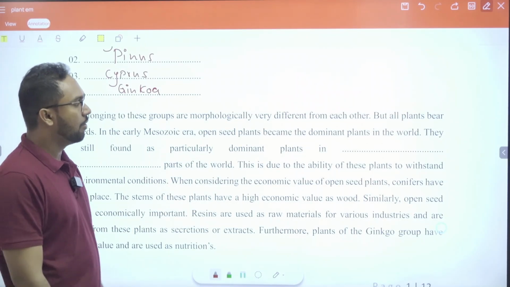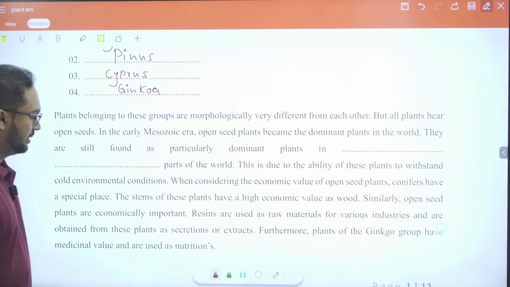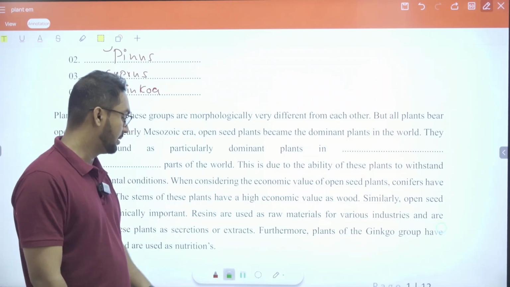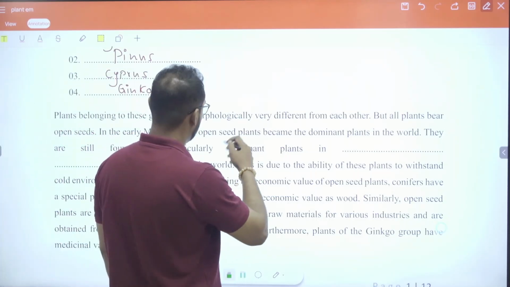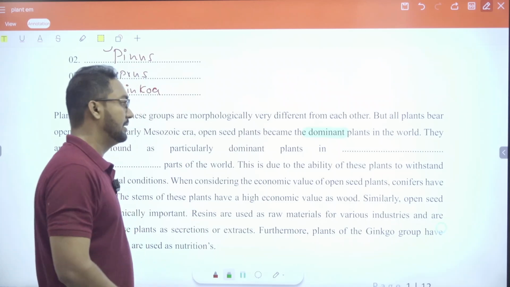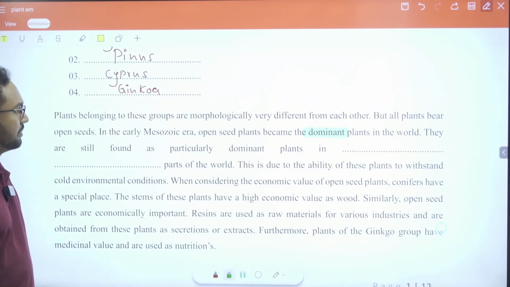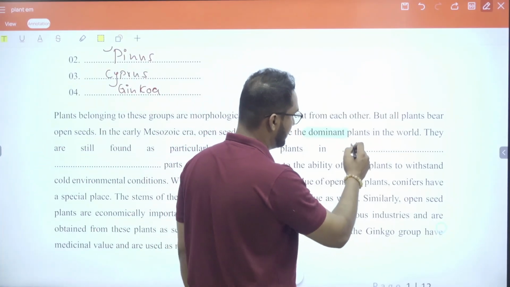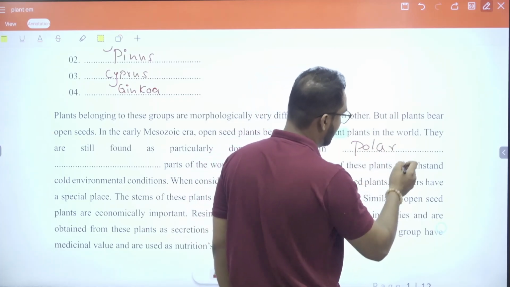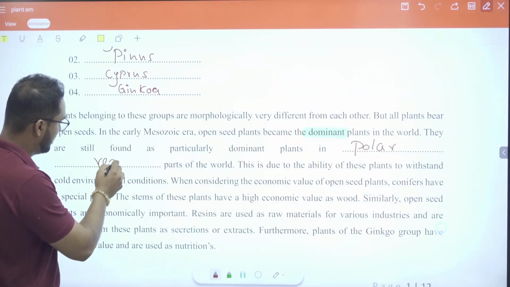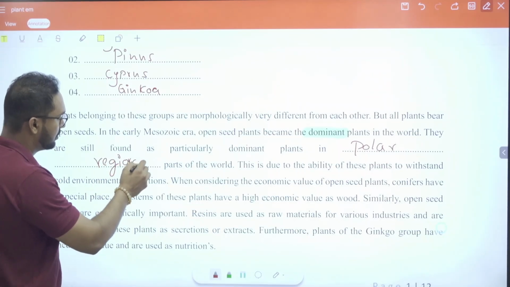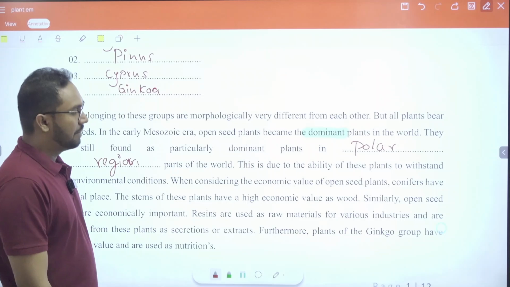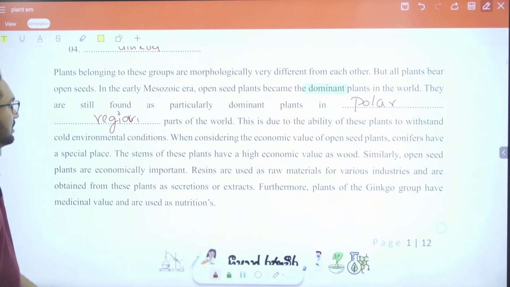In the early Mesozoic era, open seed plants became the dominant plants, right? In the Mesozoic, many years back, they were the dominant plants, which means they were the most evolved plants on the planet. They are still found as particularly dominant plants in the polar regions, like the north and south poles. If you go to the polar regions, you will see coniferous plants everywhere, right? This is due to the ability of these plants to withstand cold environmental conditions.